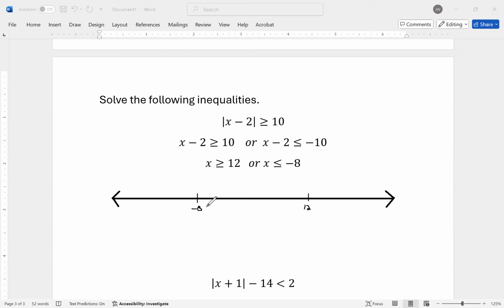Okay. What these two inequalities are saying is that x could be any number bigger than 12, and that would give me a true statement. By the way, it could also be equal to 12, so technically when I draw a circle around 12, I should fill it in on the number line. And then I'm going to shade to the right. Similarly, with negative 8, x can be less than or equal to negative 8. So I'd fill in a circle on the number line.